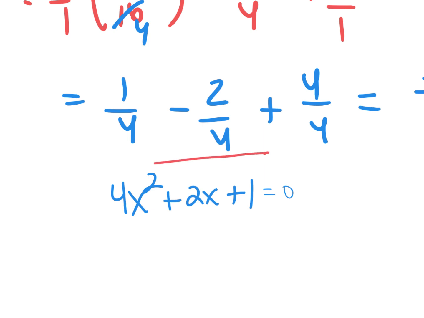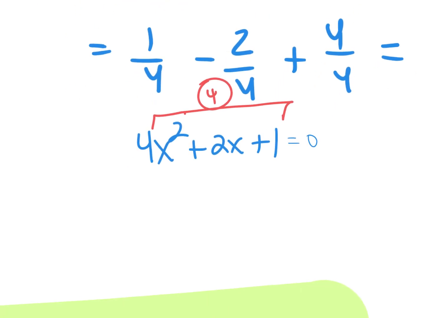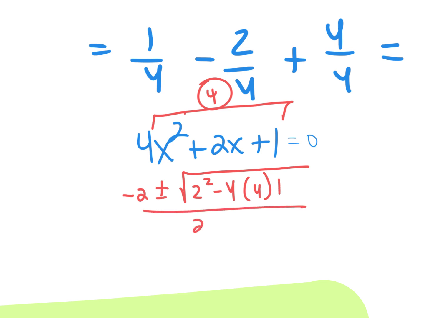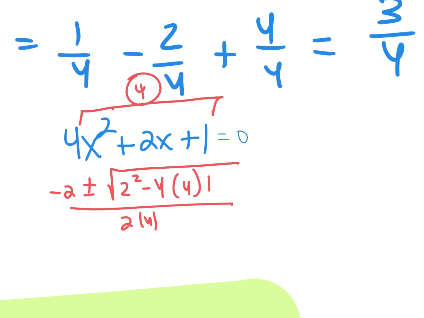Please factor. 4 times 1. What are the factors of 4 that multiply to give me 4 and add to give me 2? It doesn't. So we have to use what? Quadratic formula. So negative 2 plus or minus 2 squared minus 4 times 1, all over 2 times 4. Negative 2 plus or minus the square root of 4 minus 16 over 8.